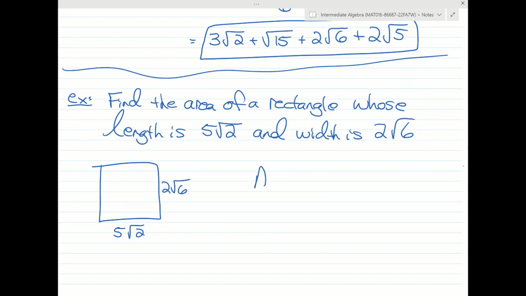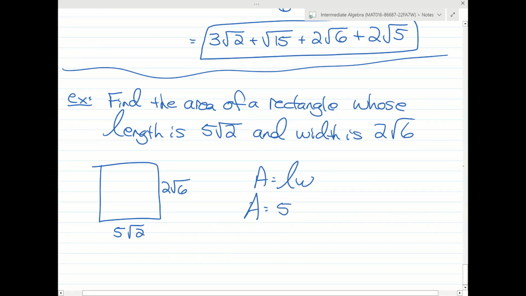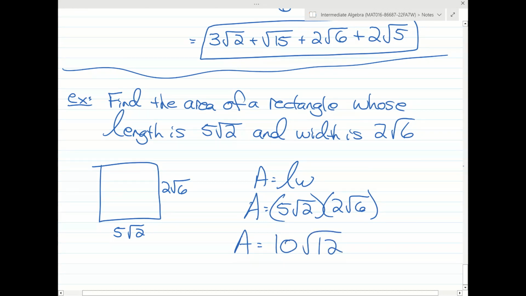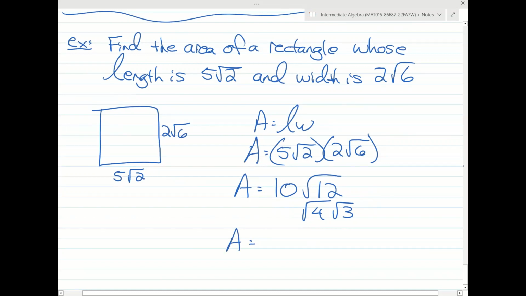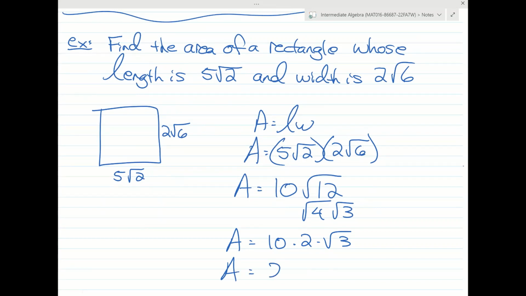The way you find the area is you do length times width. So we're just going to do length times width for 10 root 12. And you should always look to simplify. Square root of 12 is just square root of 4 times square root of 3, which is 10 times 2 times root 3, or 20 root 3.